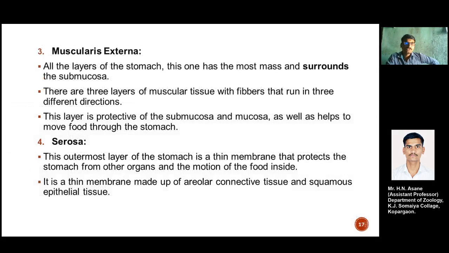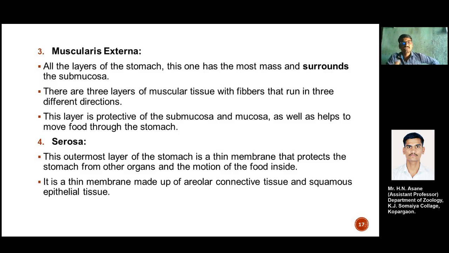Then the fourth layer is the serosa. This is the outermost layer of the stomach. It is a thin membrane that protects the stomach from the other organs, and it allows the motion of the food inside, the churning and all these things.